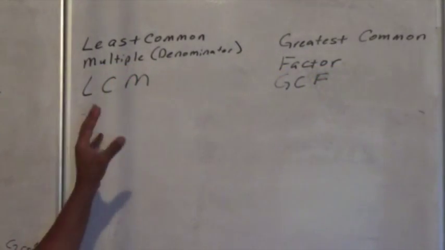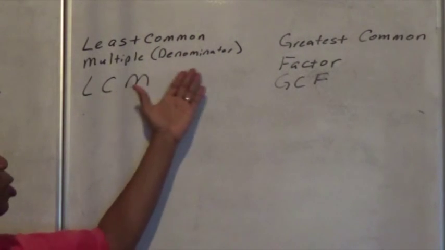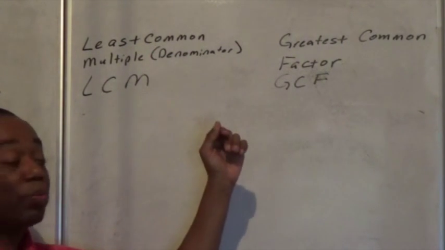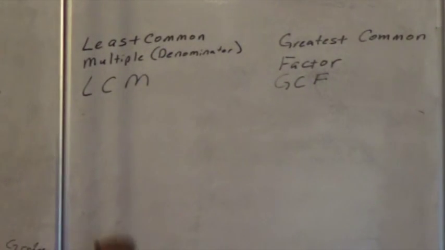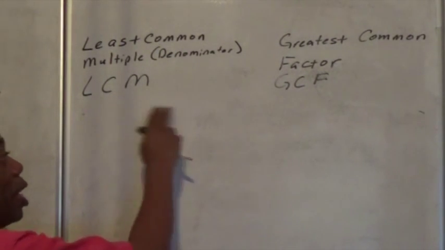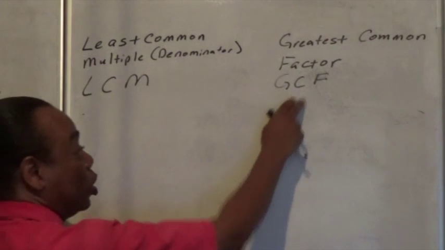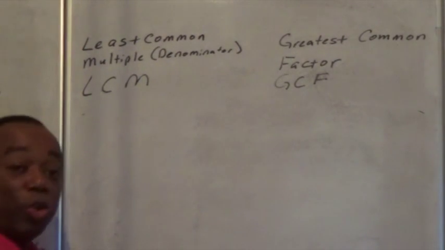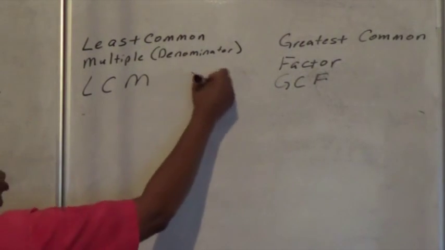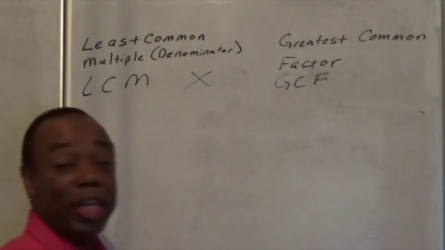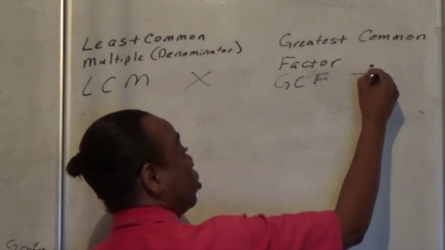To talk about how to find the least common multiple, sometimes called the least common denominator, and the greatest common factor. Least common multiple we'll call LCM, and greatest common factor we'll call GCF. Here are two things I want you to remember. With LCM, think about multiplication, but with GCF, think about division.